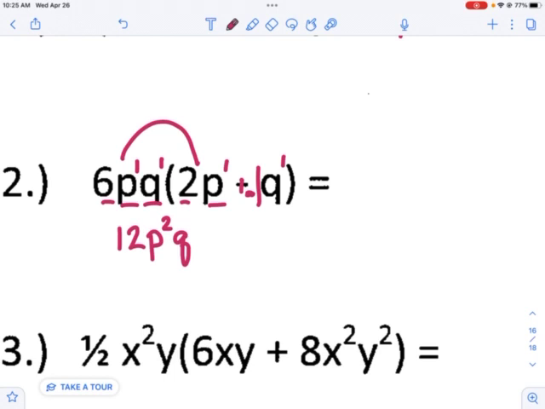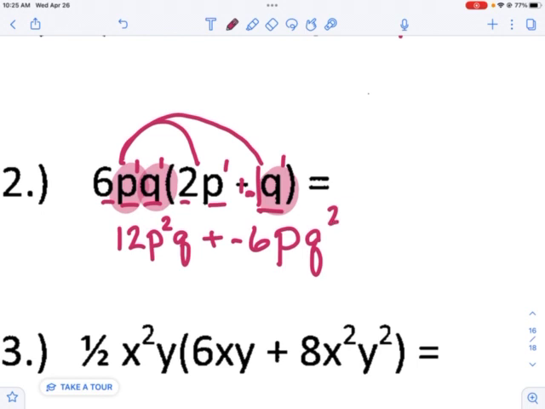And then now I'm going to multiply the monomial times the second monomial. So 6 times -1 is -6. P, there's no p's over here, right? No p's over there, so I'm just going to leave it as p. But I do have a q to the first times q to the first, which is q squared. Now, I cannot combine them because I have p squared times q and then p times q squared. So this indeed is my final answer.